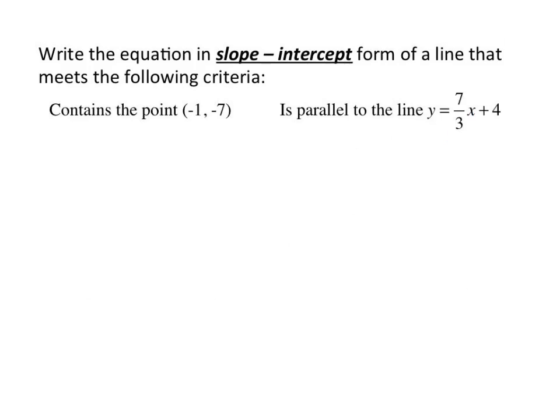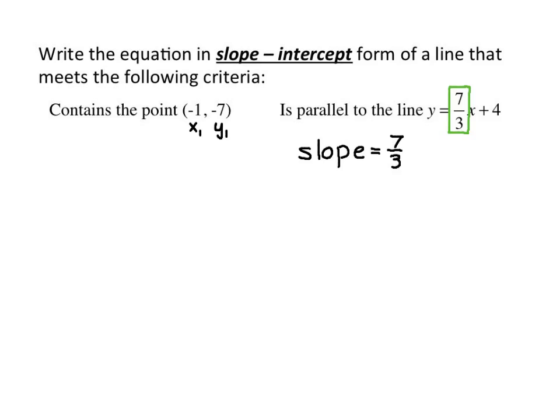In this problem, we're given the point negative 1, negative 7, and we can once again call this the ordered pair x1, y1. And once again, we're told that we want to have a line parallel to the line y equals 7/3 x plus 4. And since we recognize here that the 7/3 is the slope of this line because it is in y equals mx plus b, we want to have the same slope because parallel lines have the same slope. So we're also going to use the slope of 7/3.